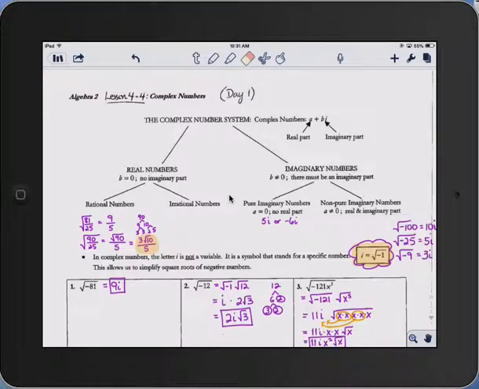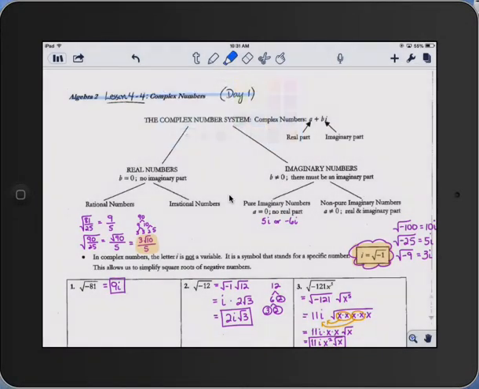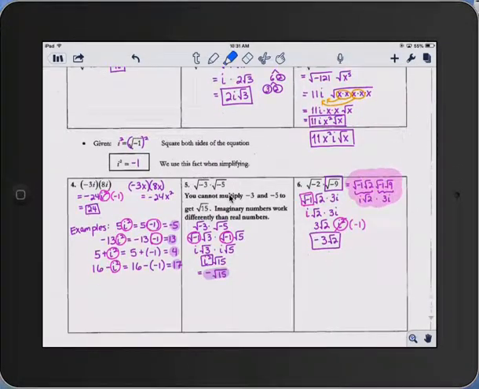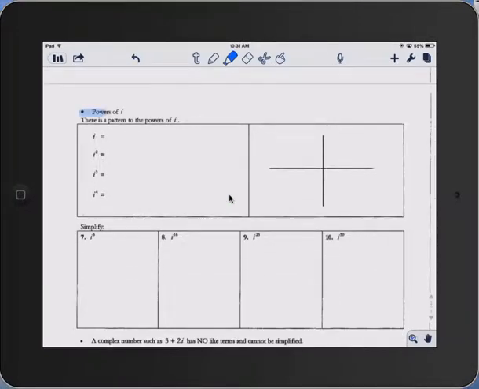This is the continuation of notes from yesterday on the handout that says Lesson 4:4, Complex Numbers, Day 1. So we're going to jump down to where we skipped yesterday, which was discussing the powers of i at the top of the second page. So there's a pattern to the powers of i.